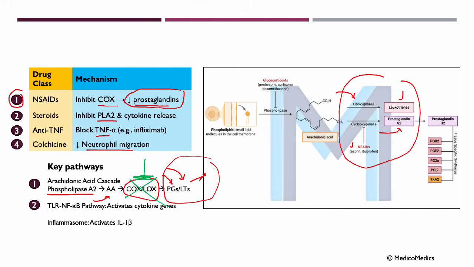Then we have toll-like receptor pathways. These recognize microbial patterns like LPS on bacteria, activating the transcription factor, and this will lead to expression of inflammatory genes like tumor necrosis factor alpha, interleukin 1, interleukin 6, for example. And these toll-like receptors are essential in innate immunity.